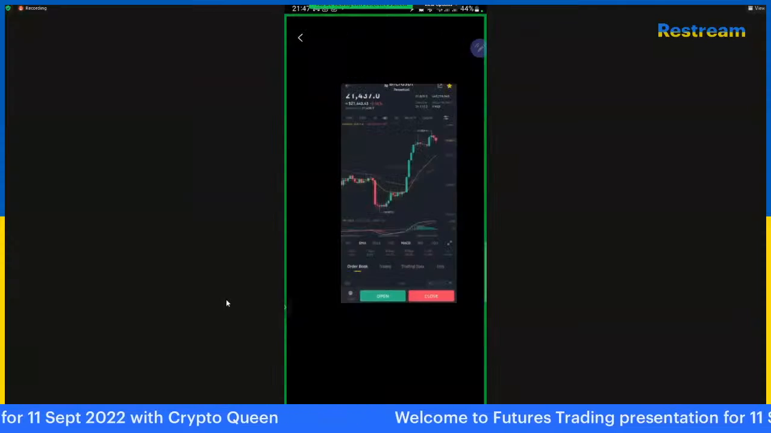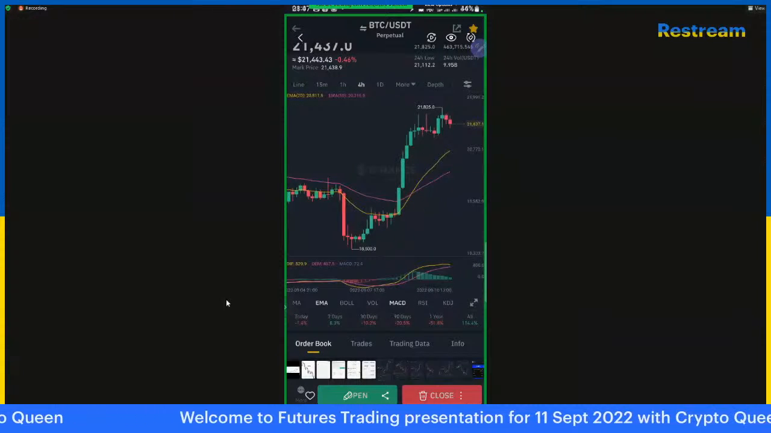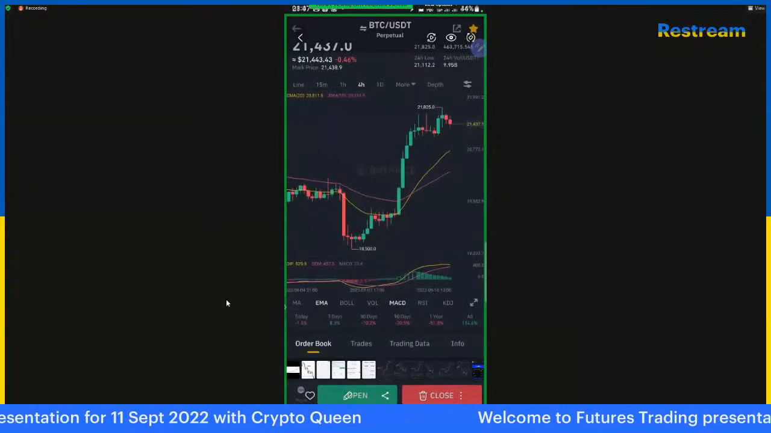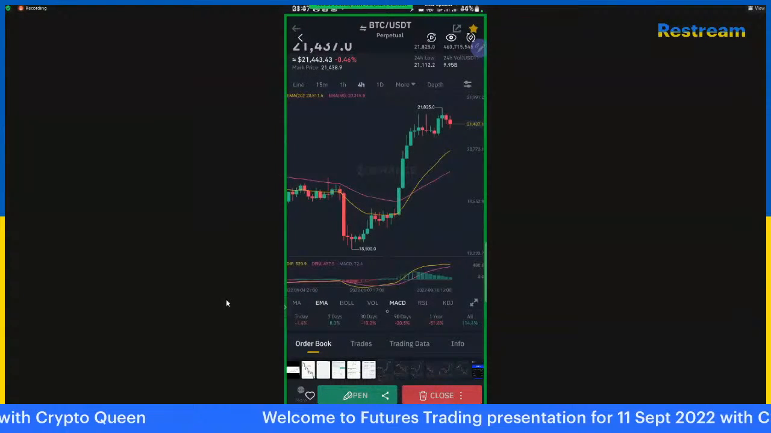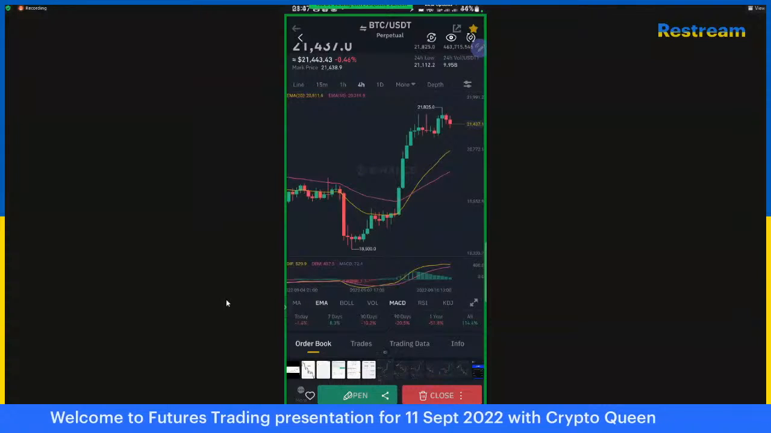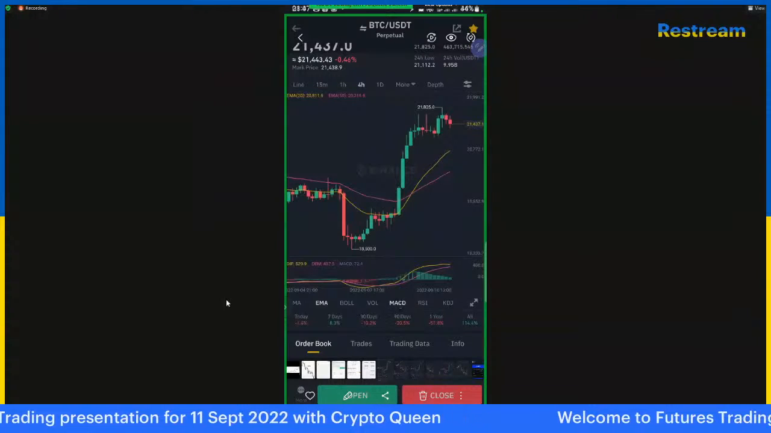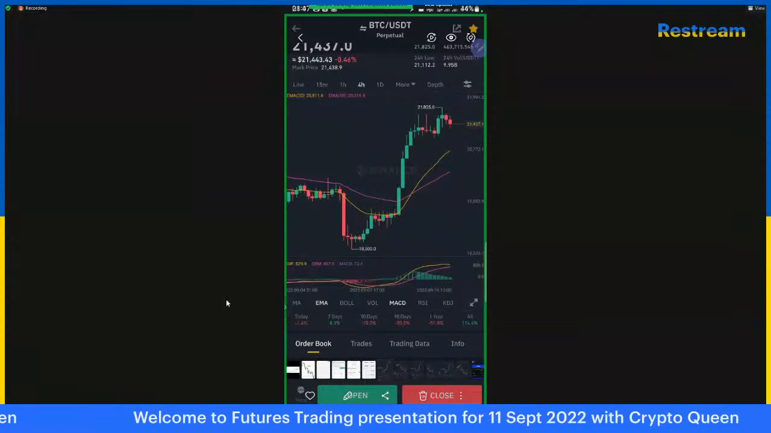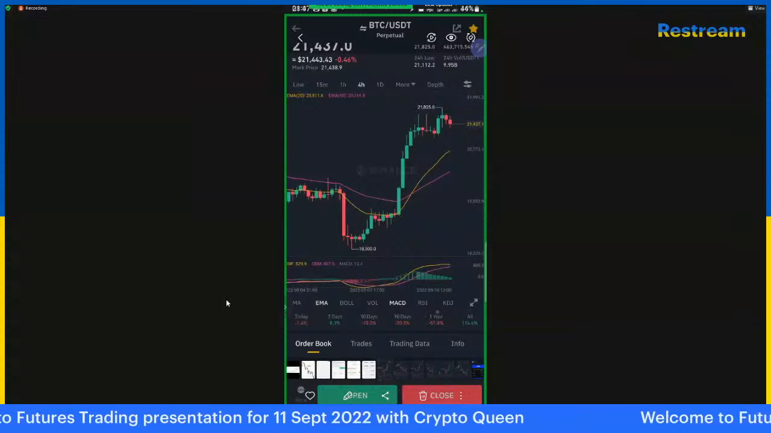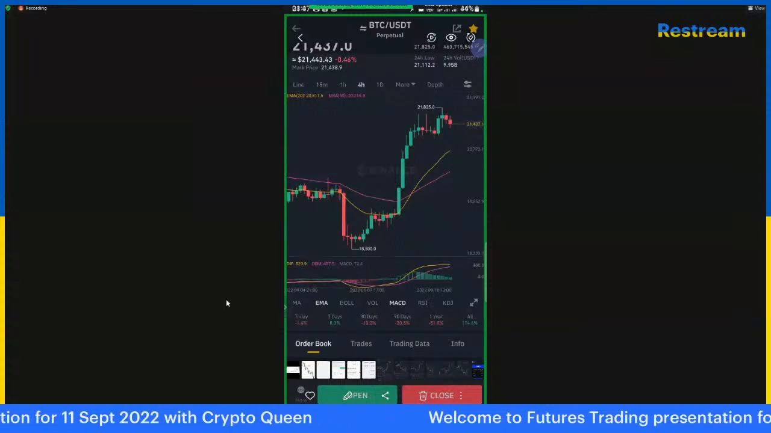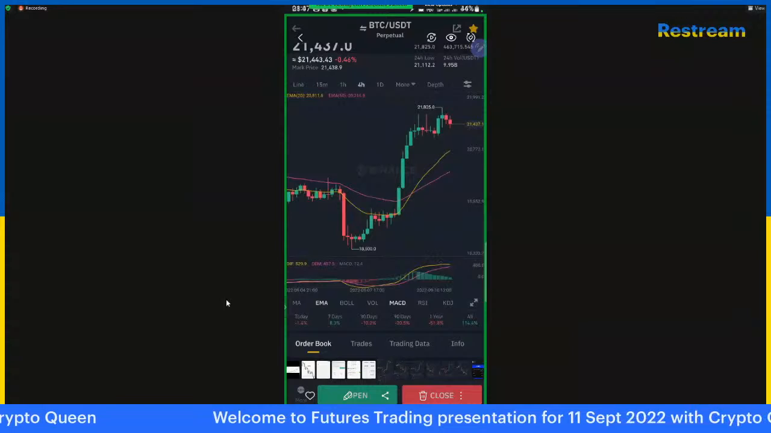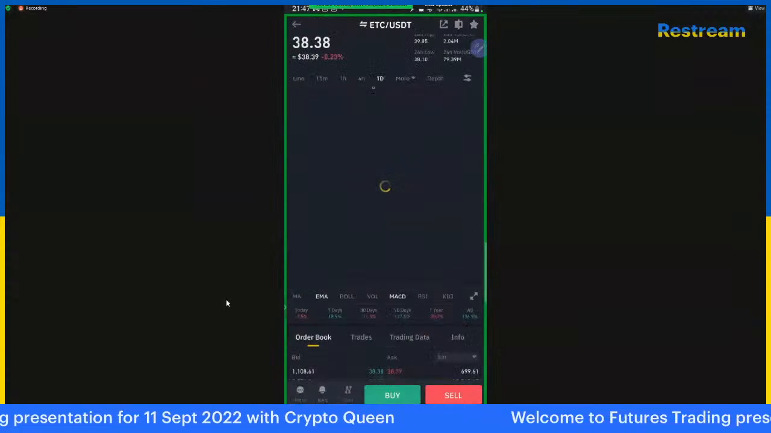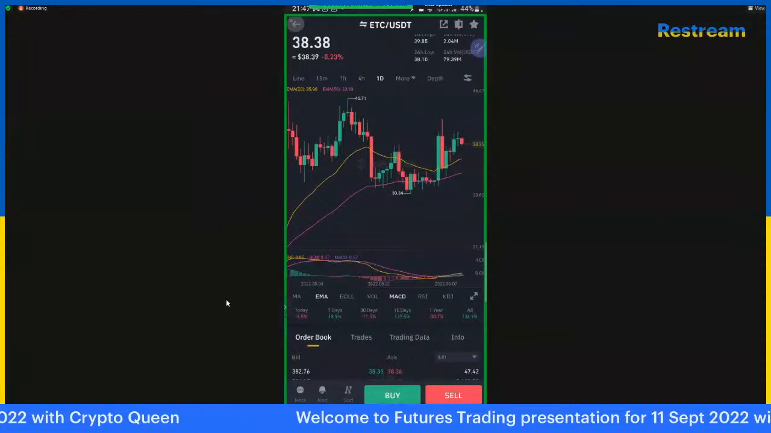So BTC here, I took this screenshot around 8. This is 4 hours view. If we see the MACD, can we see the MACD signal line declining? Can we see it? Yes. So let's see what happens. Let's see where it is by now. This is BTC 4 hours view. Let's see where it is by now.